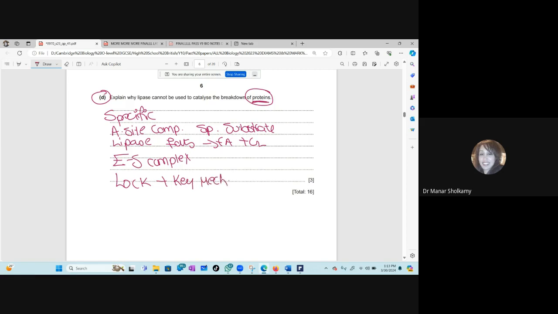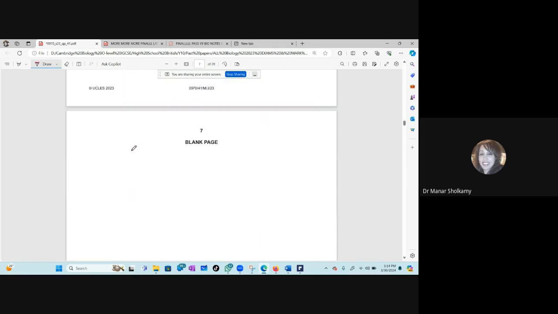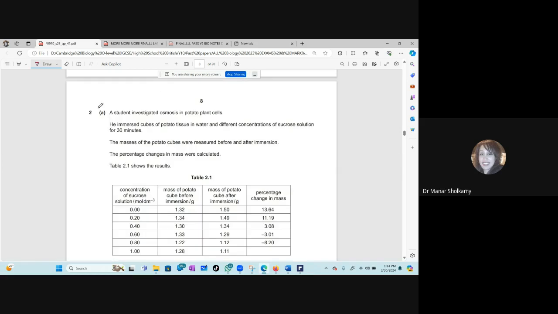Look how many keywords. Specific is a keyword. Active site is a keyword. Complementary in shape is a keyword. Lock and key is a keyword. Please, please, please don't just write one sentence and leave. Up to now, I see that it's very easy.